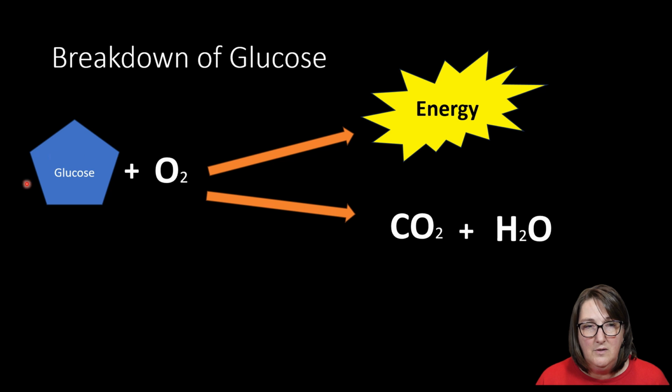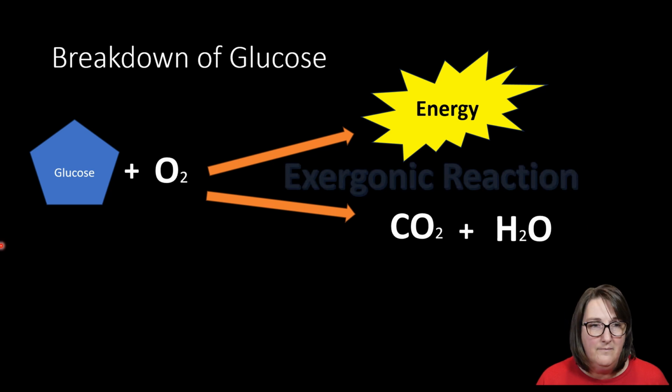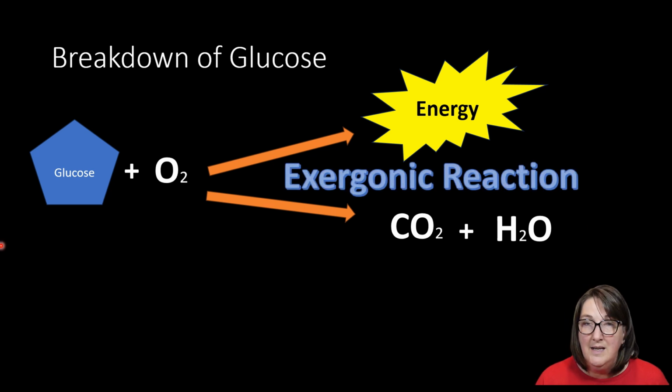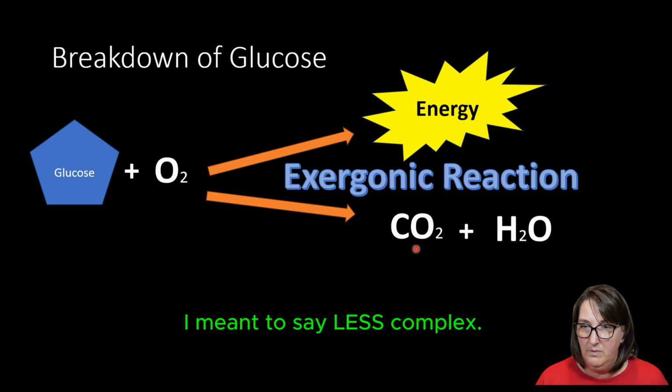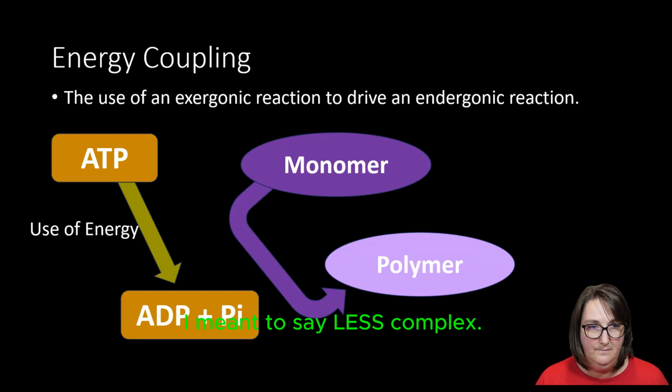So the breakdown of glucose: I take oxygen, and I could break it down into energy. I could break it down into carbon dioxide and water. This is fulfilling my second law of thermodynamics, my law of entropy. And this is going to be an exergonic reaction. Energy will be released from this reaction. And then I'm also paying my entropy tax. I'm breaking down this more complex molecule into something simpler as it goes.